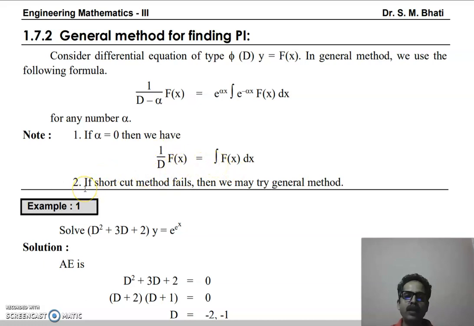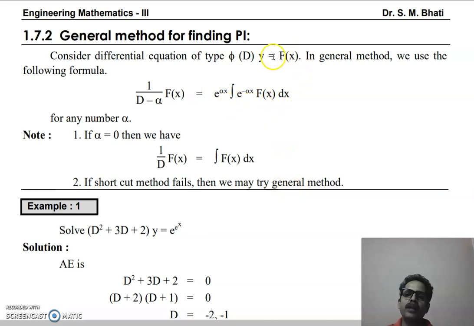Now the second note is, if the shortcut method fails, we may try this general method. Always we must try the shortcut method first, but sometimes the shortcut method fails, and then we can use the general method, and this method involves integration.